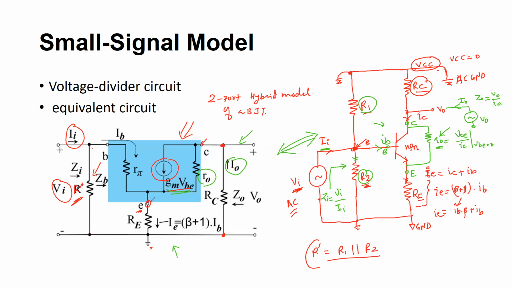Here I forgot one thing, that from this equivalent model you can derive many things. For example, derive the expression for the voltage gain, which is the ratio of output voltage divided by input voltage. So right there you can do that.